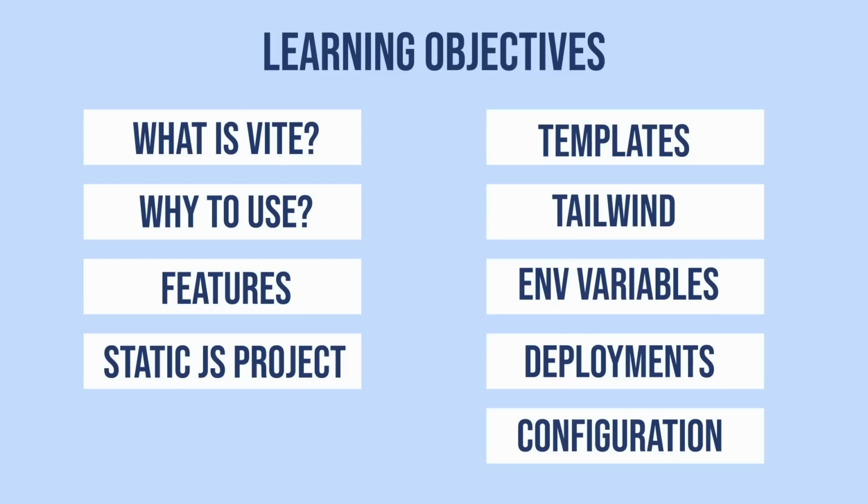And if you want to skip to a specific part, for example, you have the basic idea of Vite, but you want to learn about configuration, you can simply jump to the configuration part and skip the rest of the tutorial. Or if you want to learn about deployment, you can jump to the deployment section. So with that, let's get started.